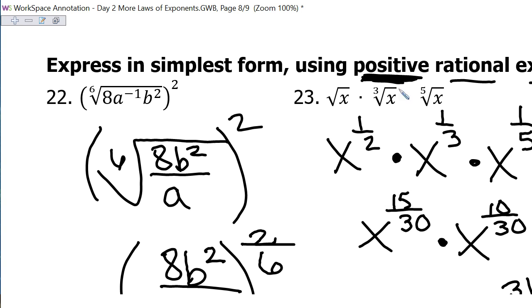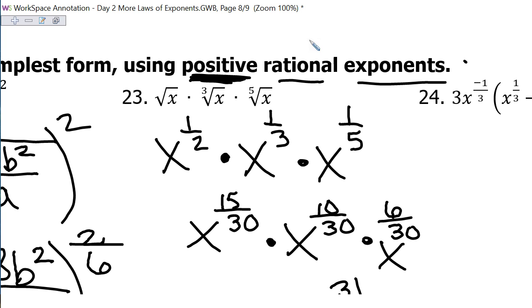And then number 24. We're going to have to distribute here. So this is 3 times 1 is 3. And for the x's, when you're multiplying, what do you do with the exponent? Add them, so it's negative 1/3 plus 1/3. 0. Distribute again. What's 3 times negative 4? Negative 12. And for the x's, add the exponent, so it's negative 1/3 plus 4/3. 3/3, which is 1.